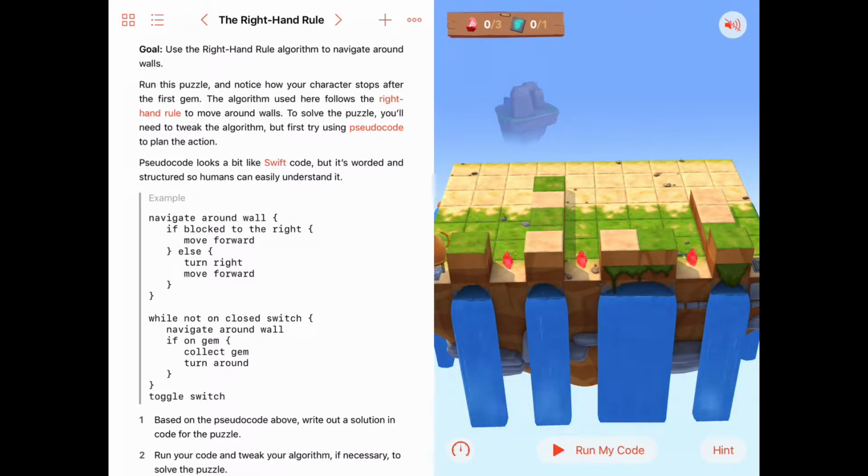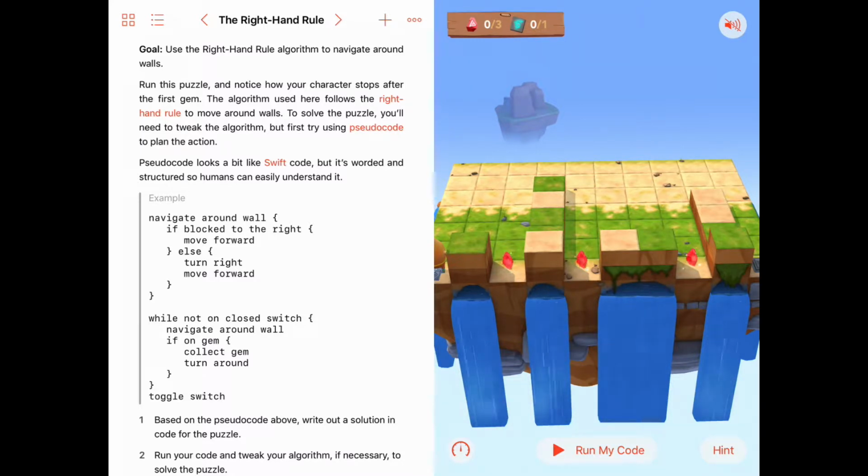Now, navigate around wall says if our hand, when we reach it out, touches something, which means we're blocked that way, then we want to keep moving forward. Okay, so that ensures that our right hand is always going to be touching a wall or a cliff or something. We're going to be moving along forward as long as, when we stick our right hand out, we're touching a wall.